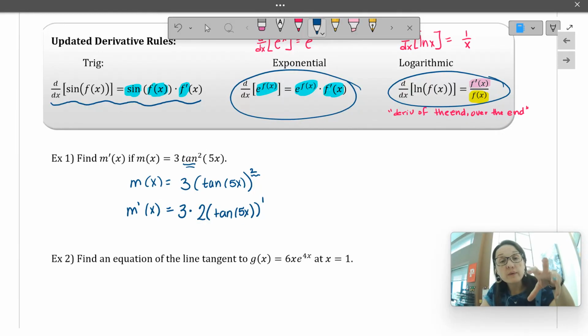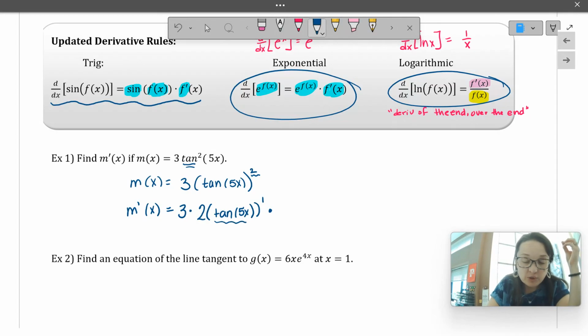So there's the derivative of the outside, keep the inside. Now, times the derivative of the inside. I need times the derivative of tan 5x. The derivative of tan is secant squared. Keep the inside.